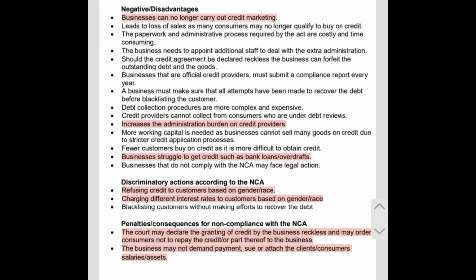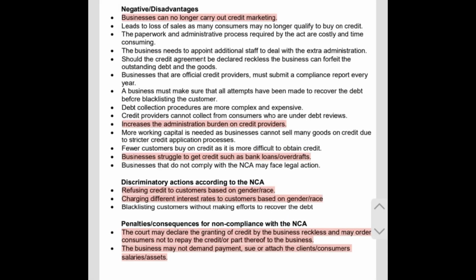Businesses struggle to get credit, such as bank loans. Businesses struggle to get the loan from the banks. That's what they are simply saying on this bullet point. Let's move forward again.